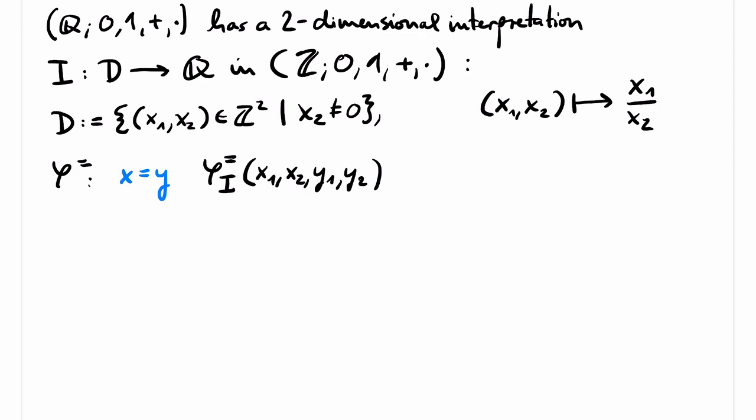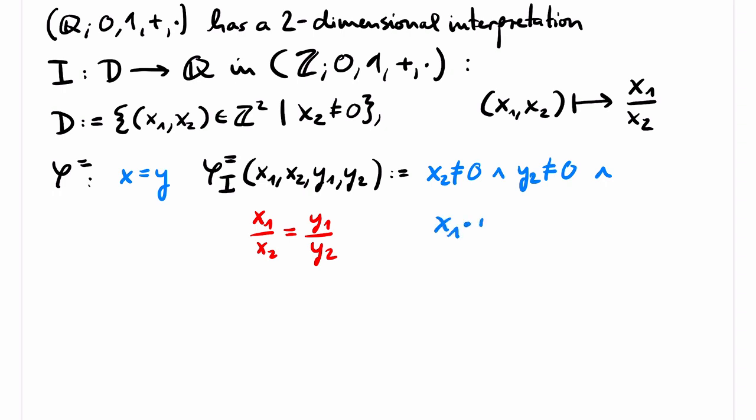First, we have to say that the denominators are distinct from 0. We would now like to express that the rational number x1 over x2 equals the rational number y1 over y2. However, we do not have division in our signature. But it's not a problem, since we can express the same fact using multiplication, namely as x1 times y2 equals x2 times y1. We simply multiplied both sides with the product of the denominators.